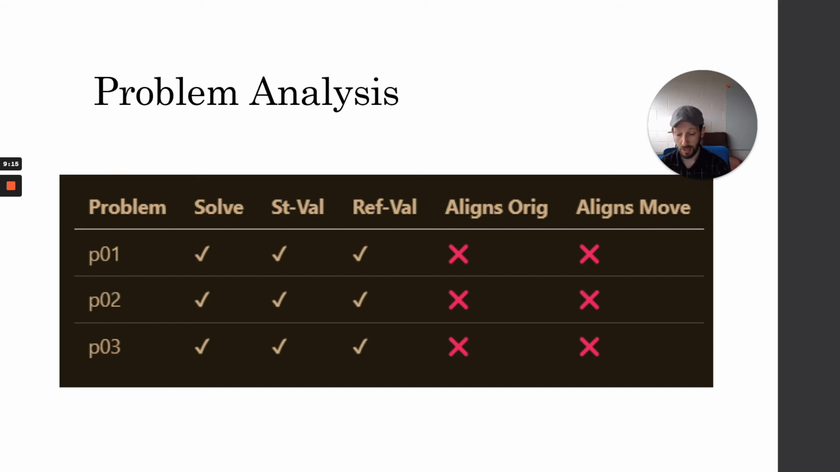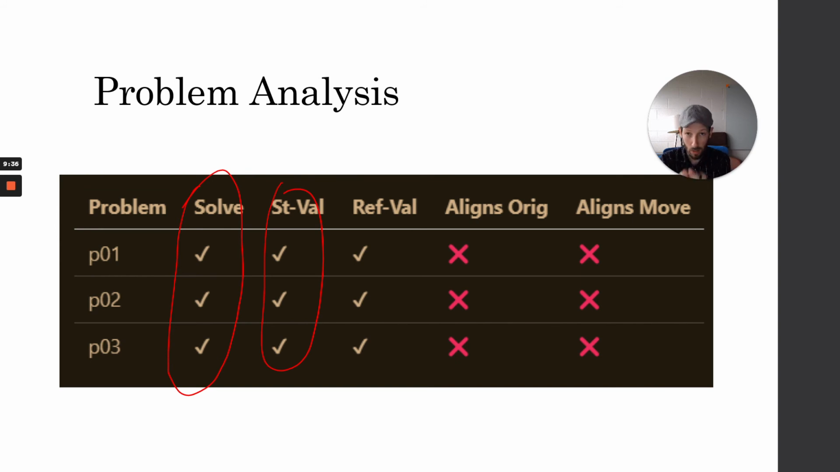Now, the problem analysis here looks at a few different things, and this is what the TA, the teaching assistant, would see. First is the solve column: were they able to solve problems 1, 2, and 3 that they had to model themselves? The student validation column says: do the solutions that they created validate given the reference model that I wrote as an instructor? We use Val for this.